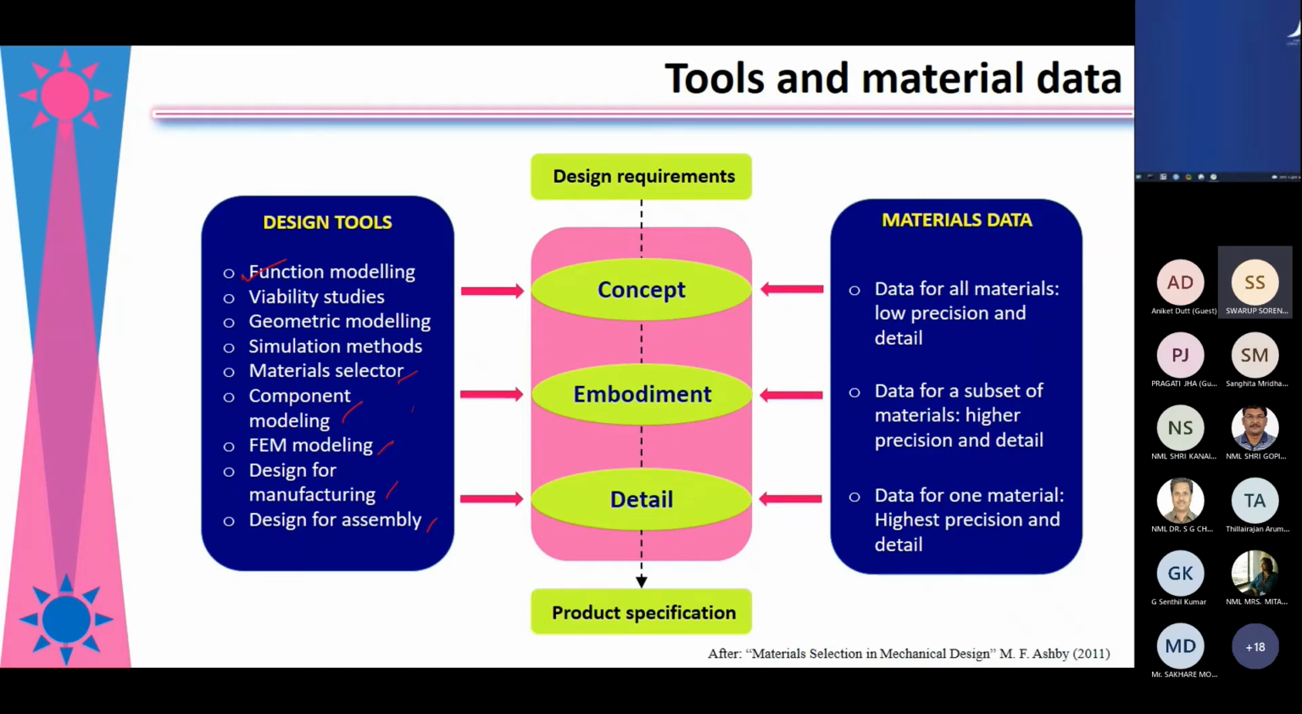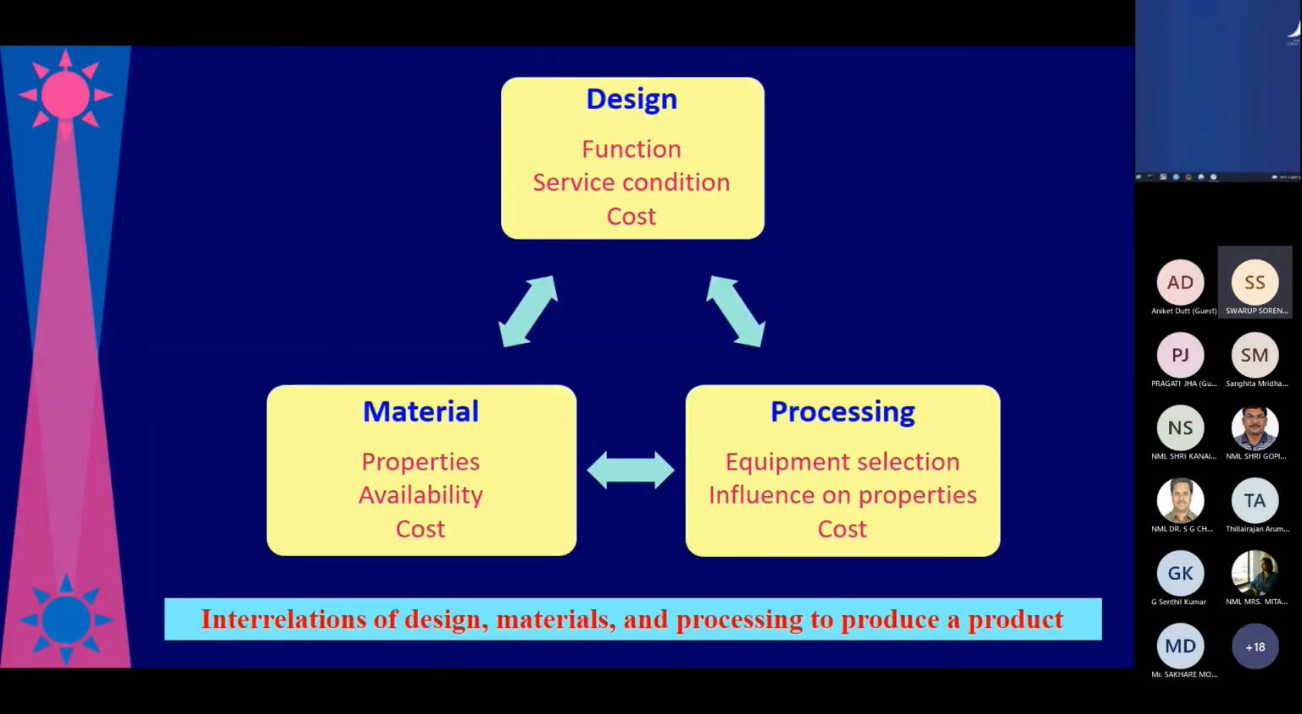So once you decide on the function, service condition of the product and the cost of the product, then you need to choose the materials and the processes. So in choosing the materials, again, you have to consider the properties of the materials available, then the easy availability of the material, and how costly it will be to process it, and then you choose the respective processing methods.